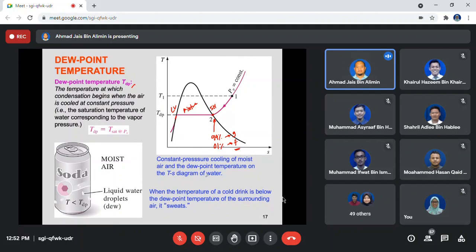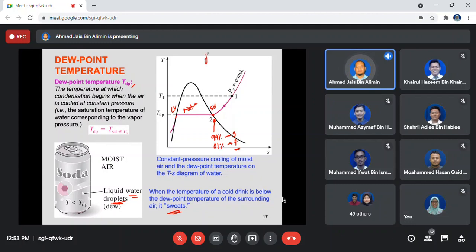You take your cool or cold drinks from your refrigerator or from your vending machine. The moment you put it in the atmosphere, it starts to condense. We call it sweat starting to appear. The liquid water becomes visible because of the condensation. So we call them liquid water droplets.